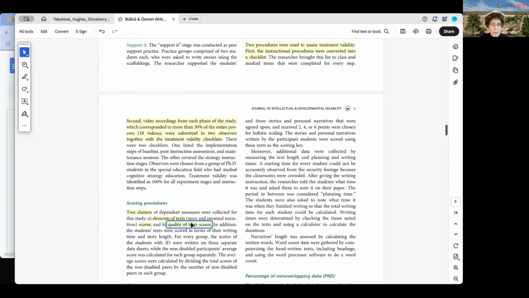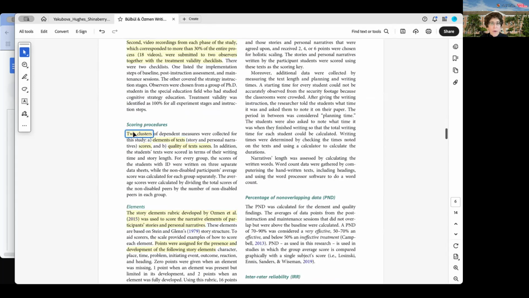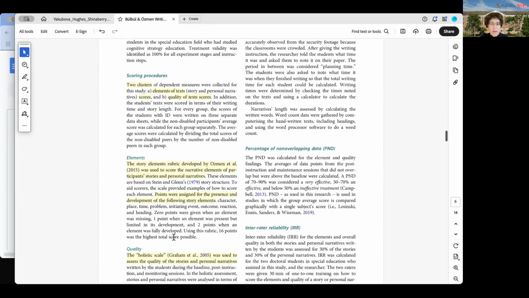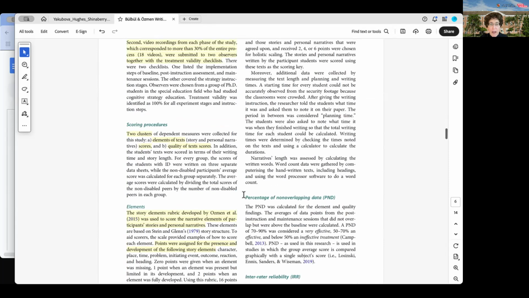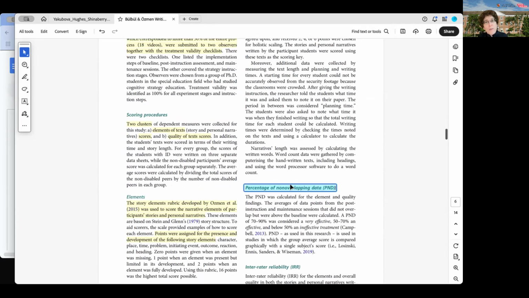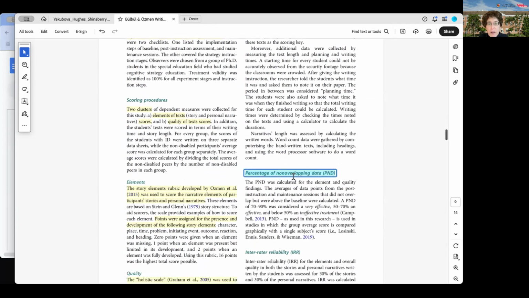Okay. So moving along, their scoring procedures, they're telling us about how they actually scored each one of these things. That's good. Then they also are talking about something we'll get to soon, which is the percentage of non-overlapping data, which is one sort of common effect size. It's not the best, but it works. We don't always have to do the best. We can do something that works. So they reported on that.